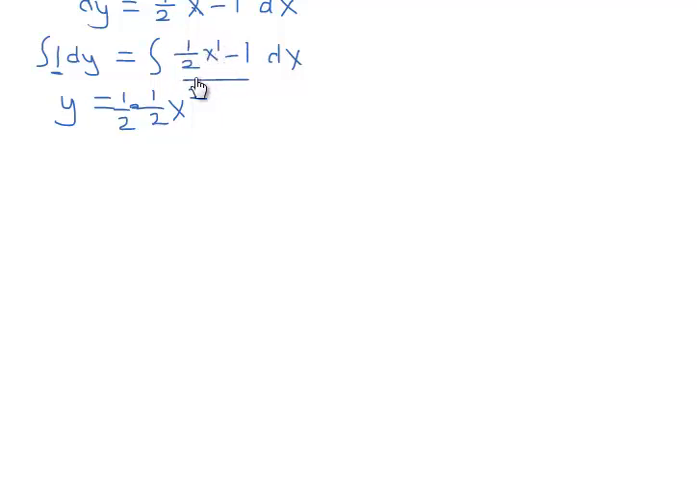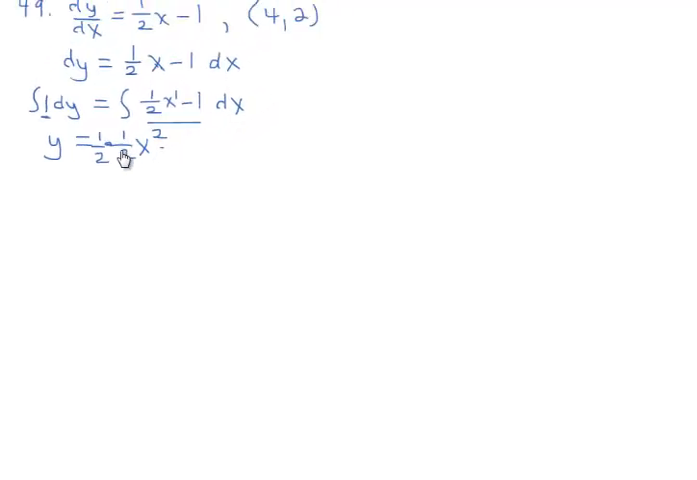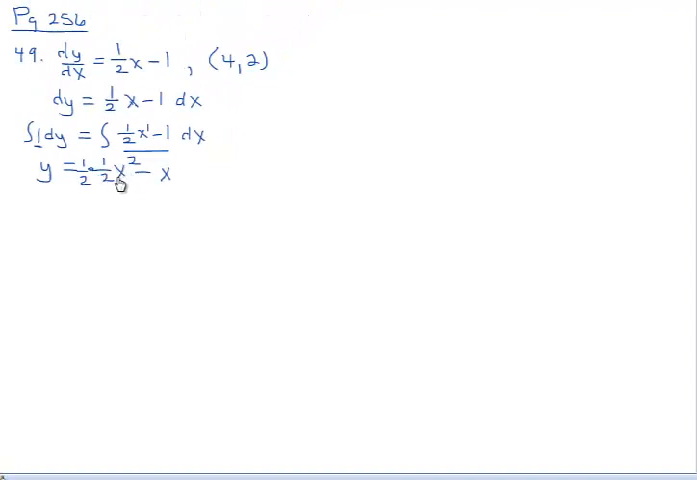Moving on to this term right here, well, what is 1 the derivative of? Well, it's the derivative of x. And again, if you wanted to write in x to the 0 and perform the reverse power rule, that's totally acceptable too. But you might just notice that 1 is the derivative of x. Okay, well, here's where we're going to include our constant of integration.